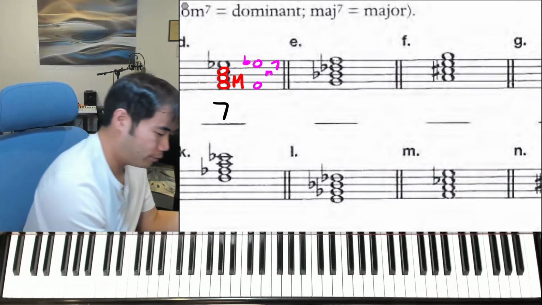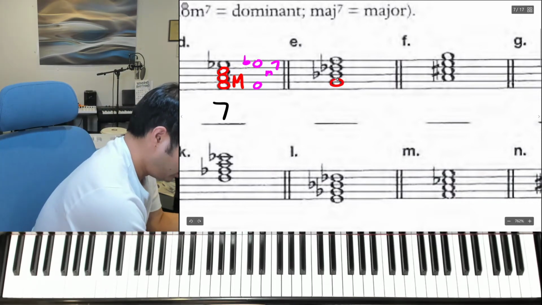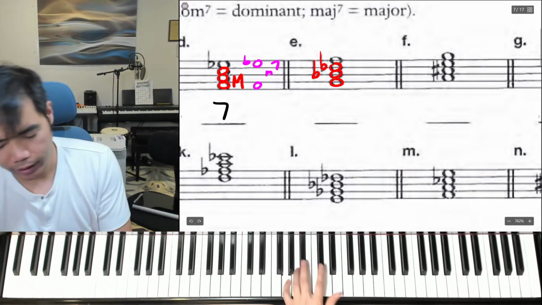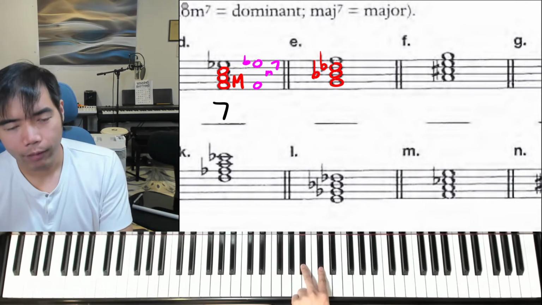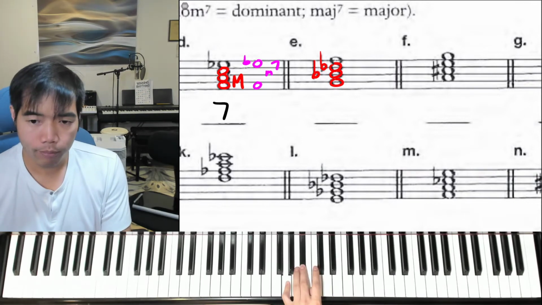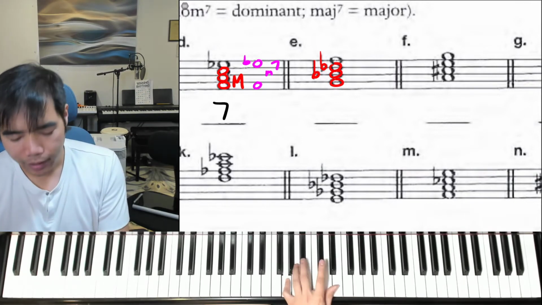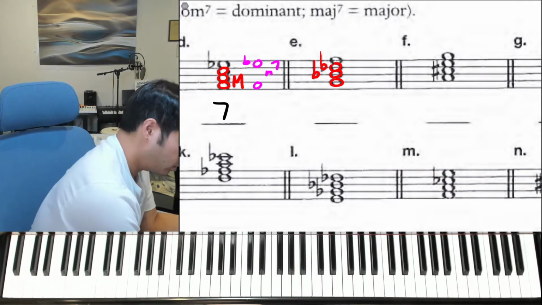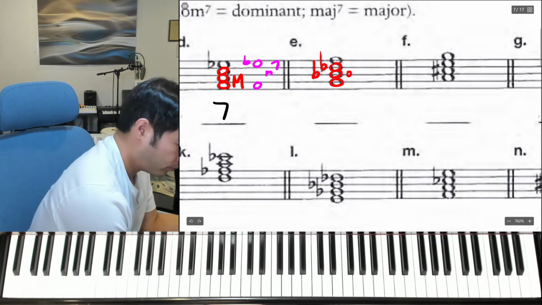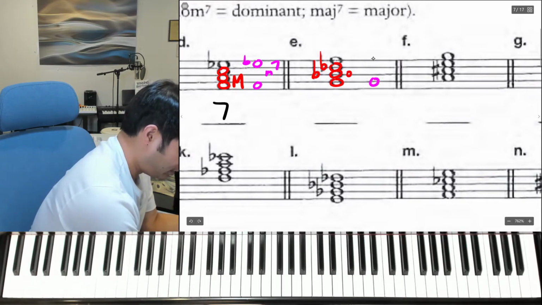Example E, we have G, B flat, and D flat for our triad. G, B flat, D flat, minor third between the root and the third, diminished fifth between the root and the fifth. So this is a diminished triad. And our seventh is G to F.